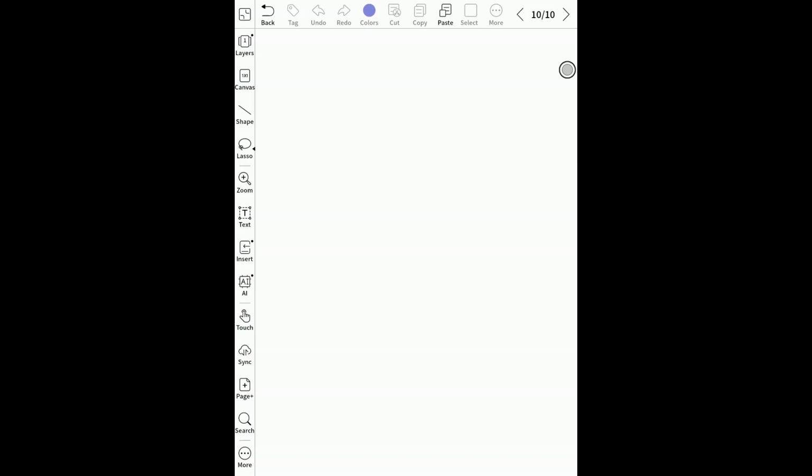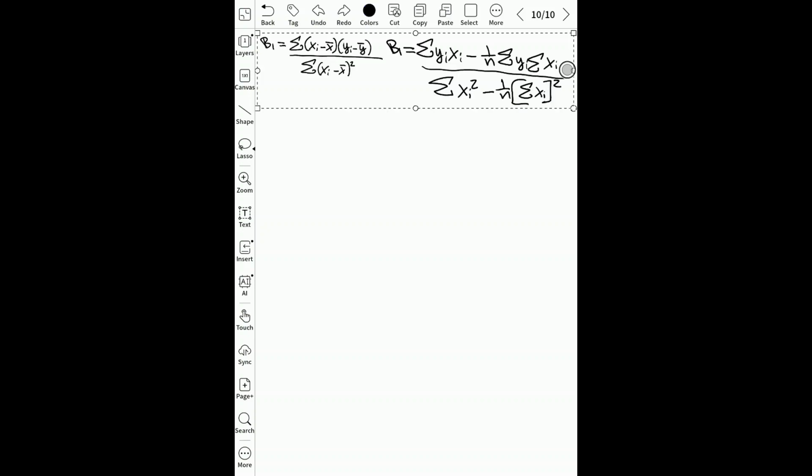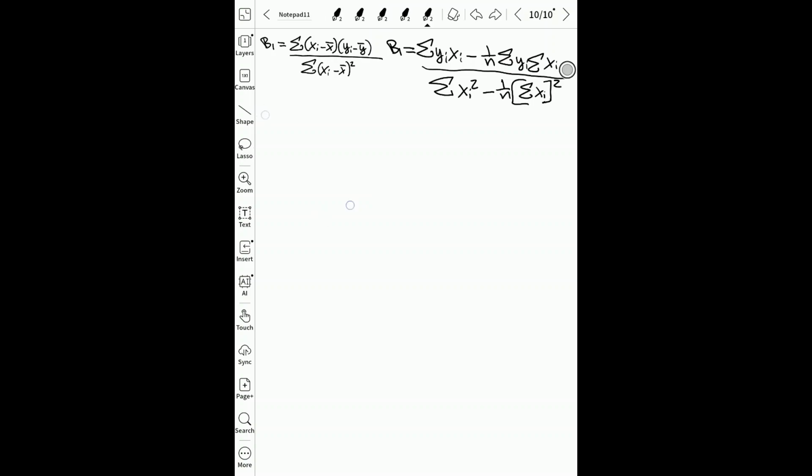Copy, new page, paste. All right, so now we are setting out to prove that the sum of xi minus x bar squared is equal to the sum of xi squared minus 1 over n times the sum of xi quantity squared.